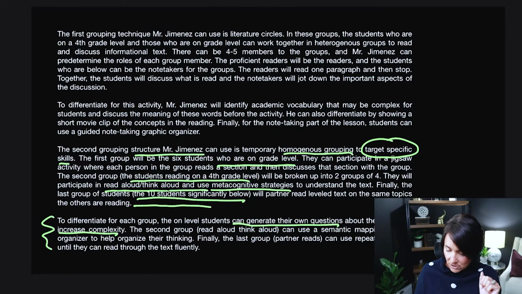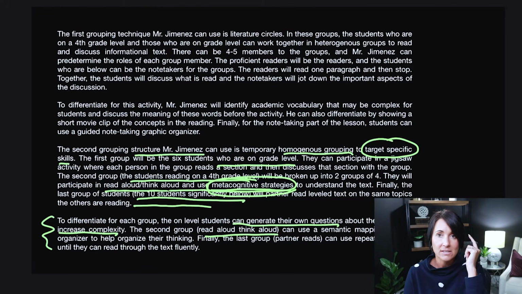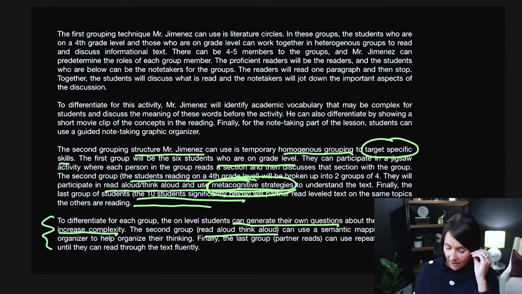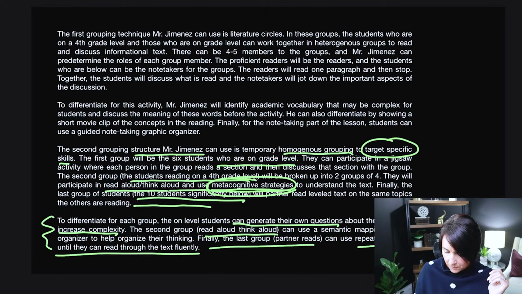The second group, and that's the read aloud, think aloud group, can use semantic mapping graphic organizers. Notice that I talked about metacognitive strategies here. Metacognitive is thinking about your thinking. So a semantic map would help them to organize that. So that's a differentiation technique, a scaffolding technique. And finally, the last group, the partner reads, can use repeated reading to work with their fluency. So let's say they're not great the first time they read it: read it again, read it again, read it again. Repeated reading is really good for fluency, all right?